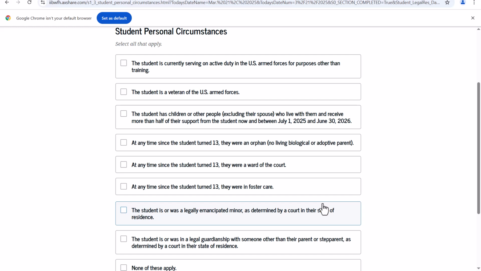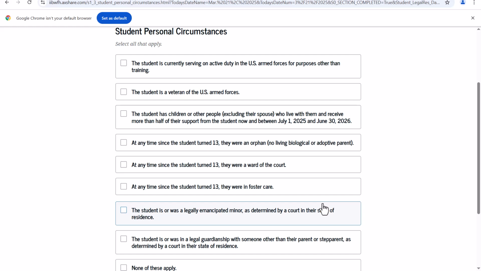So the first question is asking, the student is currently serving on active duty in the U.S. Armed Forces for purposes other than training. So this does not count towards if a student is in the National Guard or anything like that.